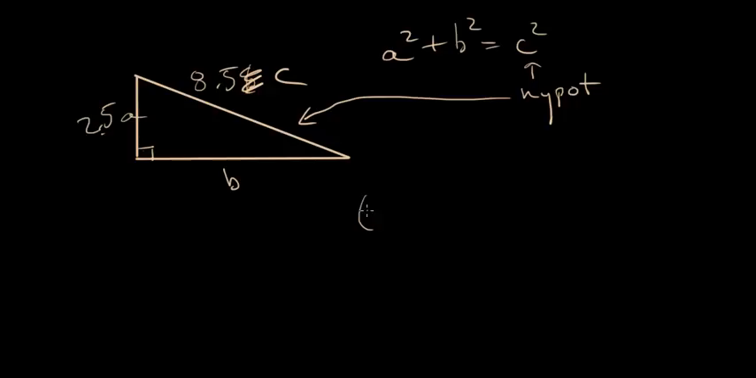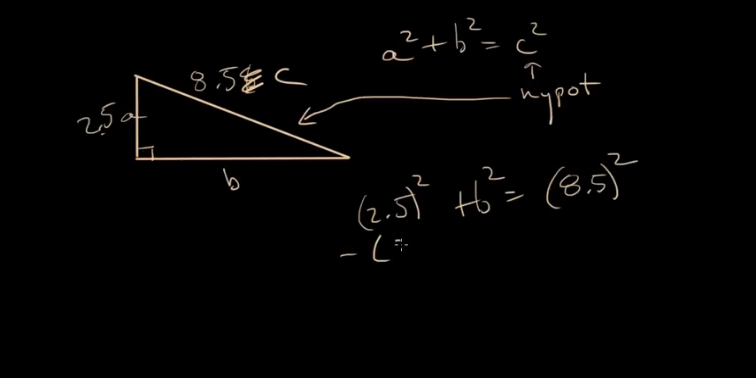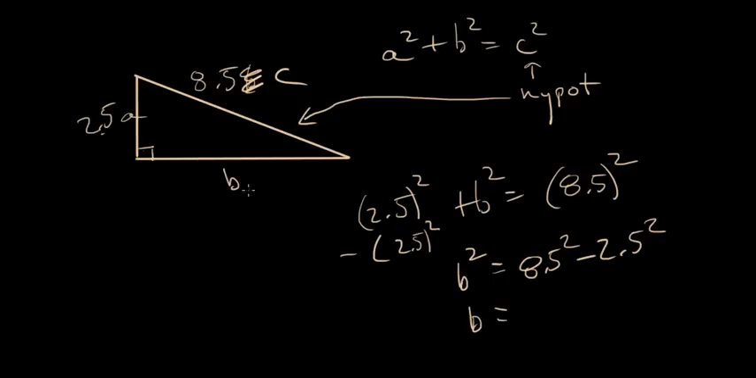So I'm going to put a squared, which is 2.5 squared, plus b squared equals 8.5 squared. Okay, so to find b squared, I have to subtract 2.5 squared. So b squared equals 8.5 squared minus 2.5 squared. Okay. No, that's not equal to 6.5 squared. Please don't go there, okay? So b is equal, now I can get rid of the plus or minus because we can be relatively safely assume that b is not going to be a negative number.